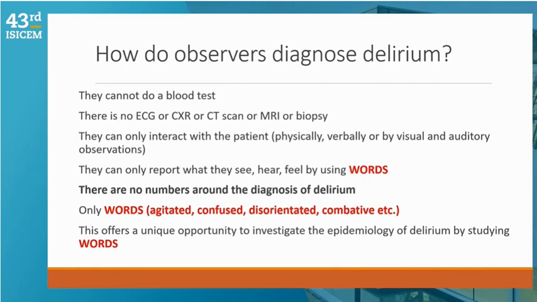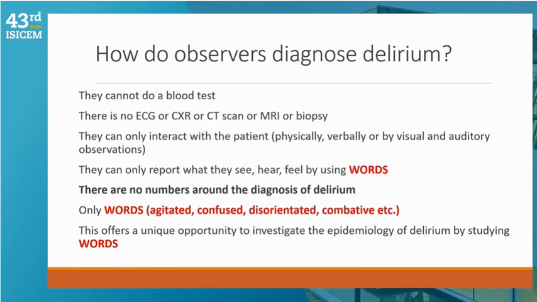So what do observers do when faced with this state that the patient might be in? They can't do a blood test, they can't do an MRI or a CT scan. They can only interact with the patient either physically or verbally by looking or hearing or observing, and they can only report what they see in the form of words. There are no numbers around delirium. So the words that they use are nebulous, they're fuzzy, they're not clear. What does agitated actually mean? You might actually argue that I'm agitated, I'm just Italian.